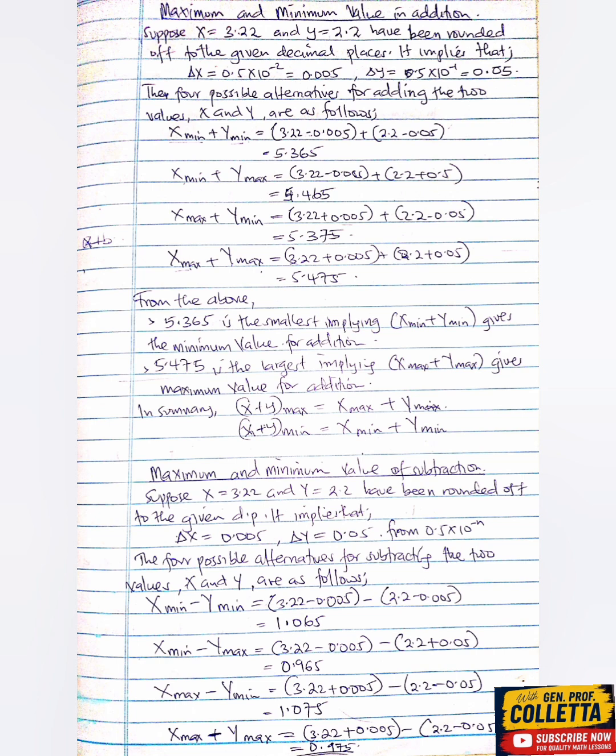A small answer minus a big answer, you get a smaller answer. So that's what we are trying to do there. If you look through all those, they were just simple proofs to show you that if you take x min minus y max, you get the smallest answer. Then if you are to get the biggest answer, it will be x max minus y min for subtraction. So those are simple proofs. Still, they used 3.22 and 2.22 to show you that same thing.